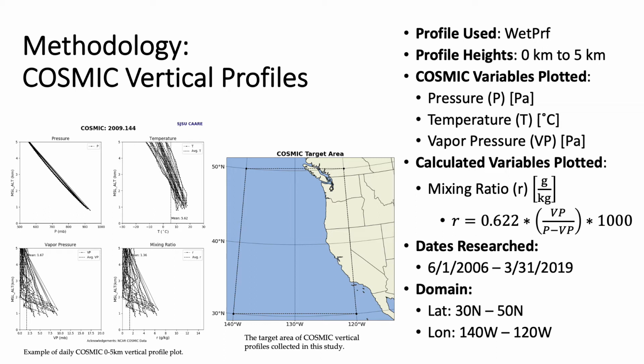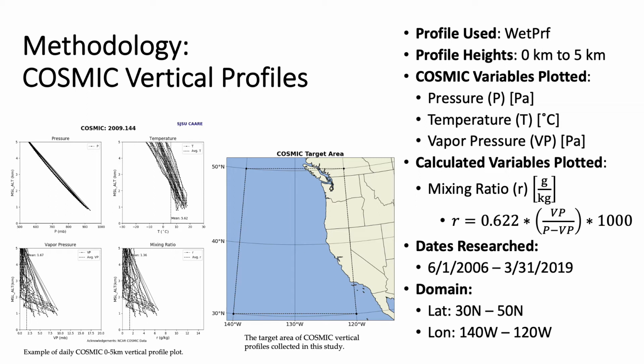And what we did was we plotted the variables that we get from the instrument itself. You get pressure, you get temperature, you get vapor pressure. But we didn't want to just look at vapor pressure itself, we wanted to actually calculate the mixing ratio. So we use this formula to calculate mixing ratio and to put it in grams per kilogram.